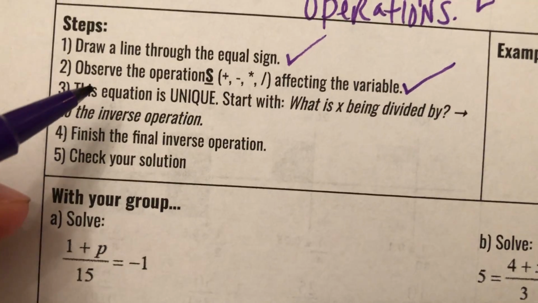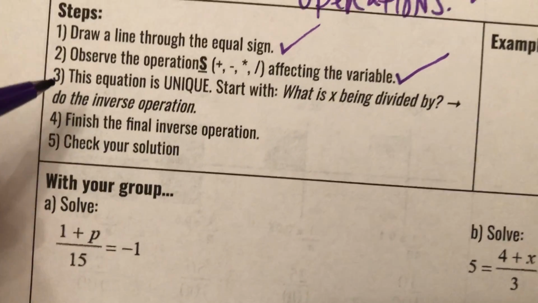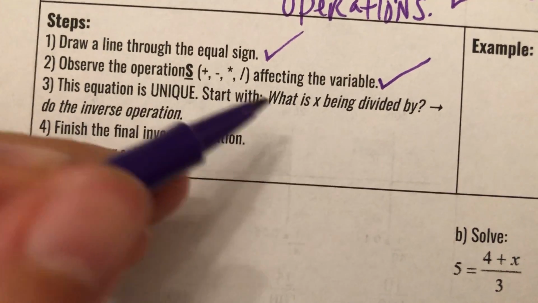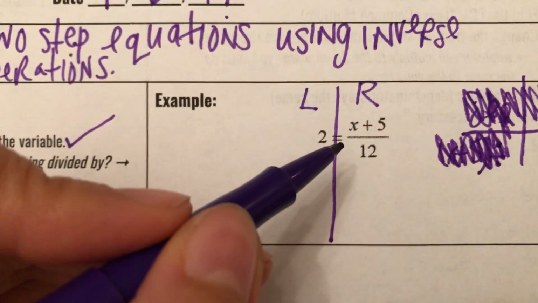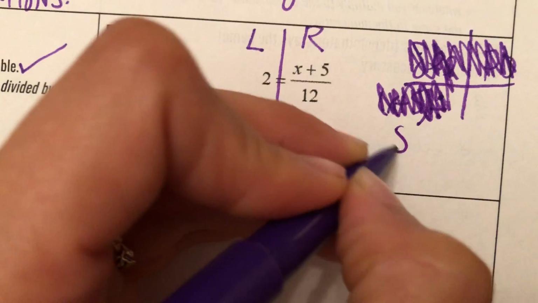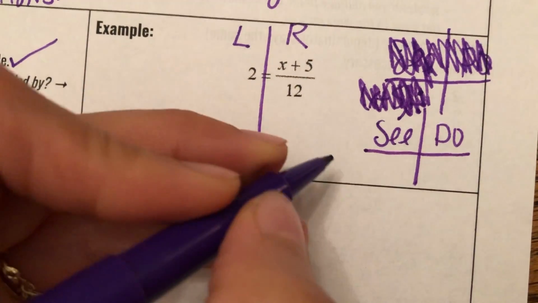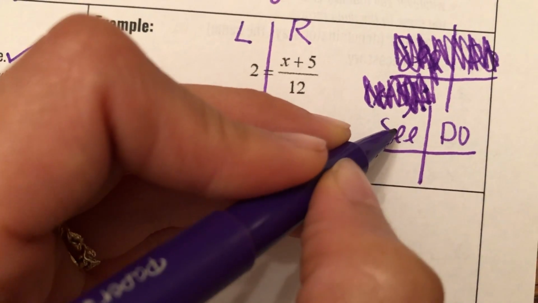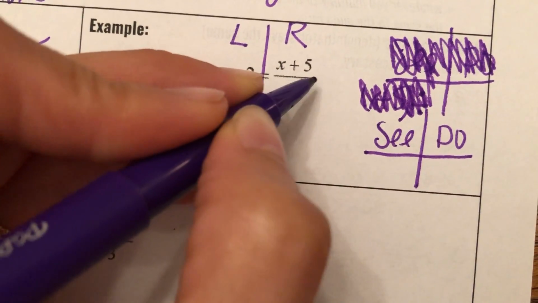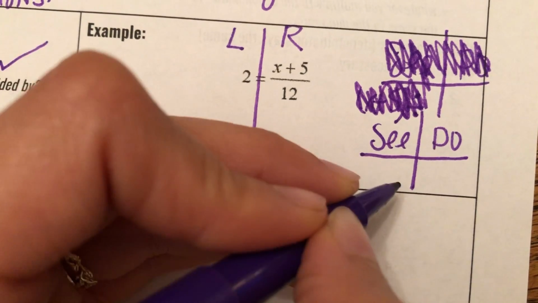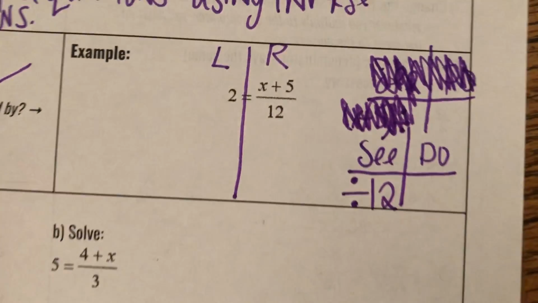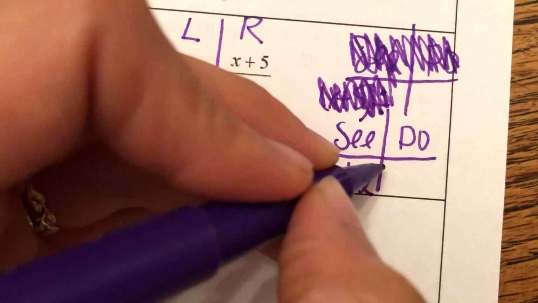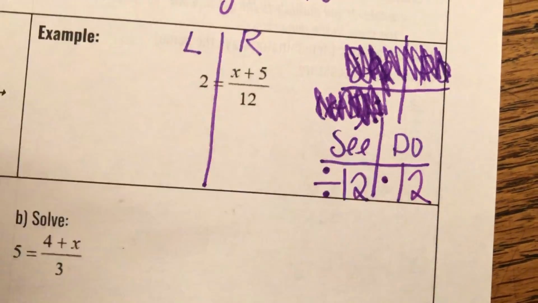So let's go back to my steps and notice step 3. Step 3 tells me that this equation is unique, and I need to start with the question, what is x being divided by? So in this equation, let's make a see-do chart. You can see I already messed up above. I'm sorry, my bad. I see x plus 5 is divided by 12. So for my c, I'm going to write divided by 12, which means I do the inverse, which would be multiply by 12.